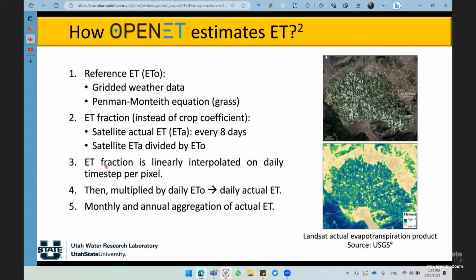Then, the third step, the ET fraction is linearly interpolated on a daily time step per pixel. So you have data per 8 days, and now you have it every day thanks to this linear interpolation. Then they multiply this fraction by the daily ETo that they calculated in the first step, so they can have the daily actual ET. And then they already have this daily information. They gather it and they estimate the monthly and the annual aggregation of this information.